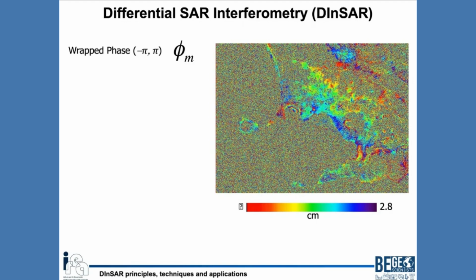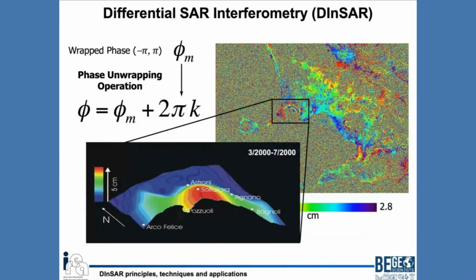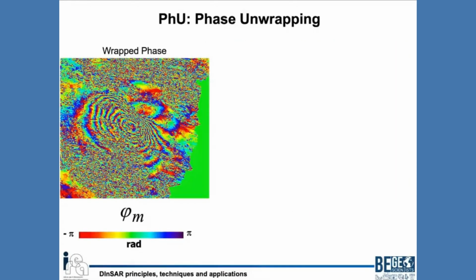So we can move from this wrapped interferogram to the unwrapped solution, so from radians to centimeters, by performing the phase unwrapping step, that is a very crucial aspect of our technique, because we need to estimate the multiple of 2 pi to add to the phase to move from a wrapped phase constrained between minus pi and pi to centimeters, or actually to a continuous phase. This is an interferogram of a very famous earthquake in Italy, L'Aquila, in 2009.